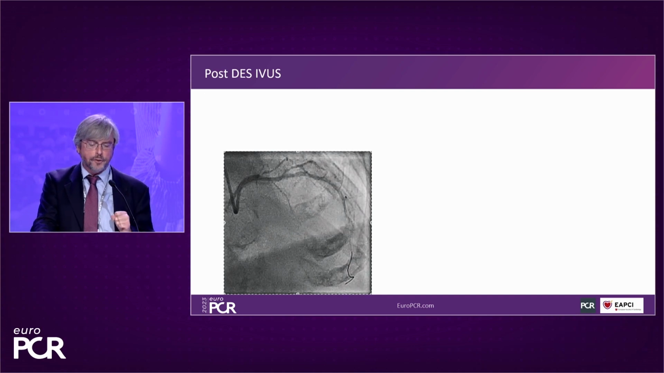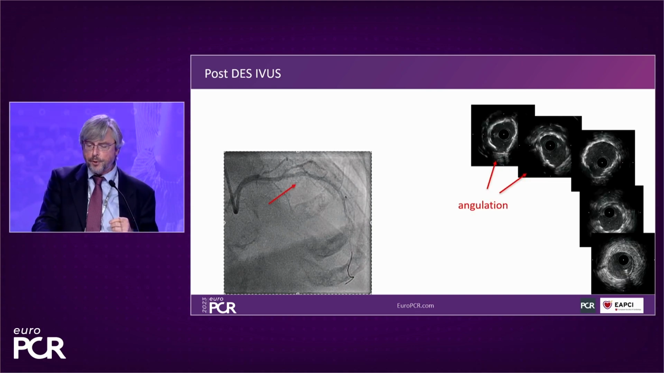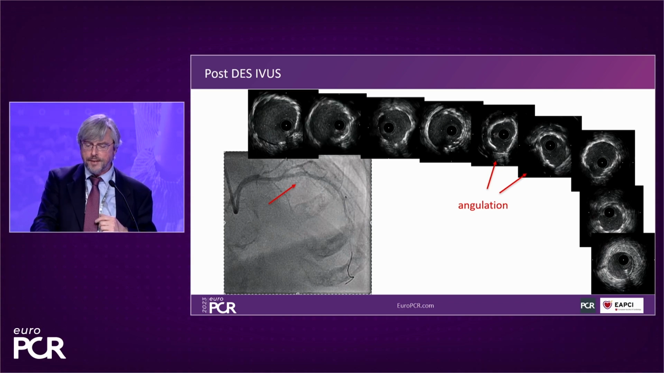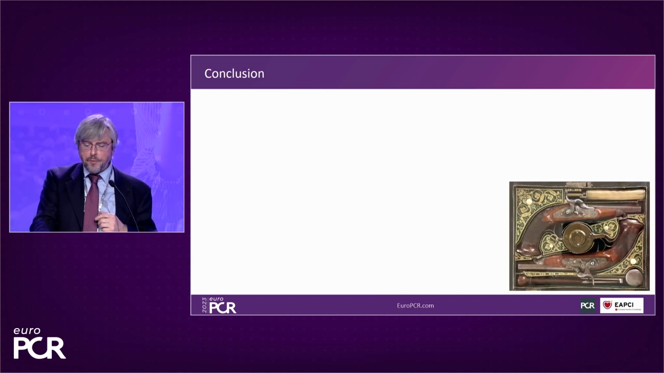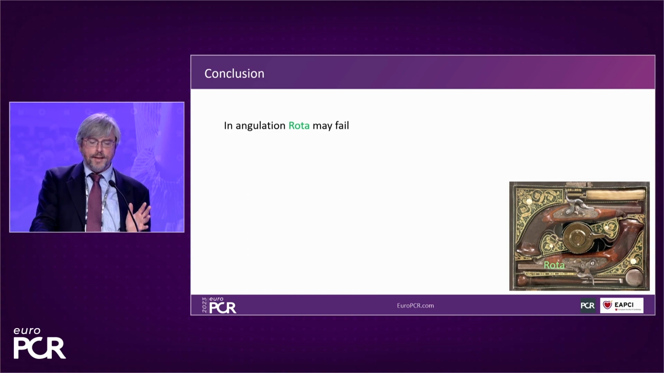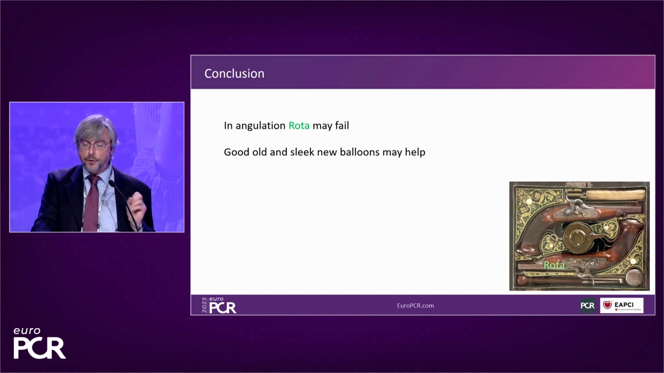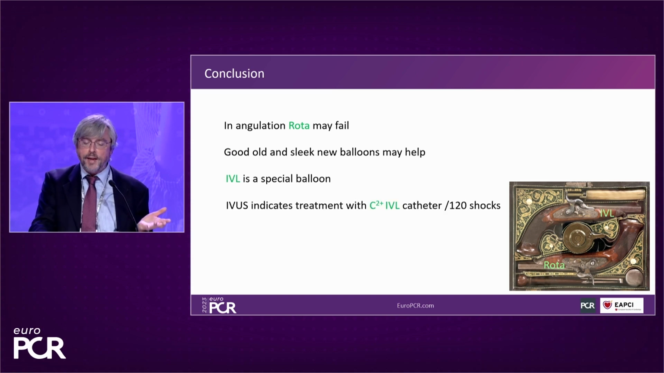And I stented it not as you were learning with a good stent that can have some radial force. I just used a very thin strut stent. This was the post stent IVUS. And I'm finishing now with this slide. I tell you that I like a rotor, but rotor may fail. You cannot force it. Use balloons, good balloons. IVL, in my opinion, is a very special balloon.